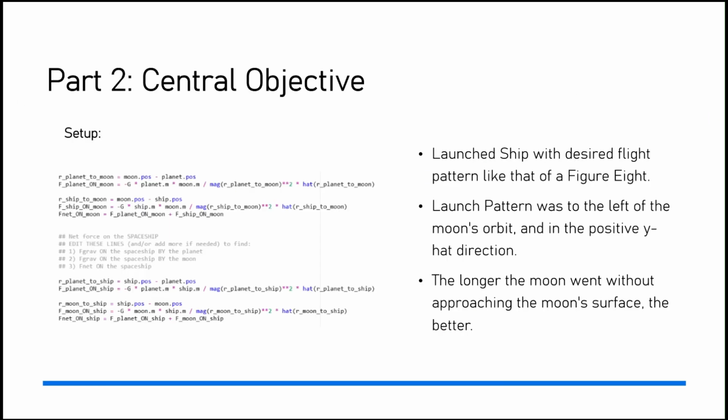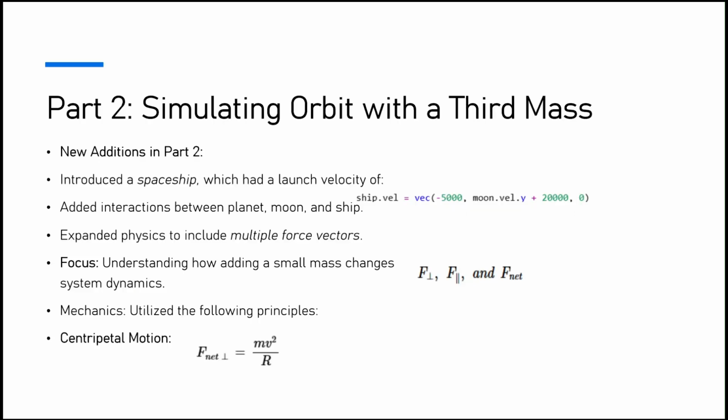Then, using Newton's second law, F equals ma, I updated each object's velocity and position, with the current velocity equaling the initial velocity plus net force over m times change in t, and the current position equaling the old position plus the updated velocity times change in time. The simulation stopped automatically if the ship collided with either the moon or the planet.